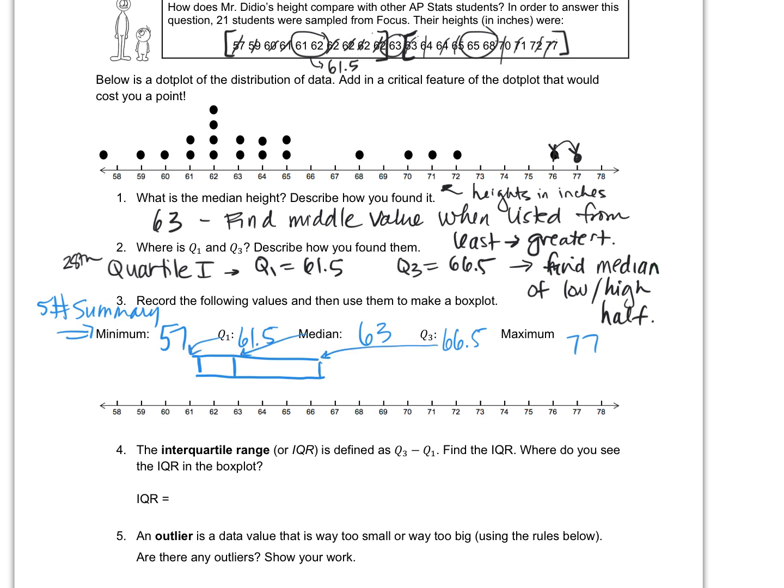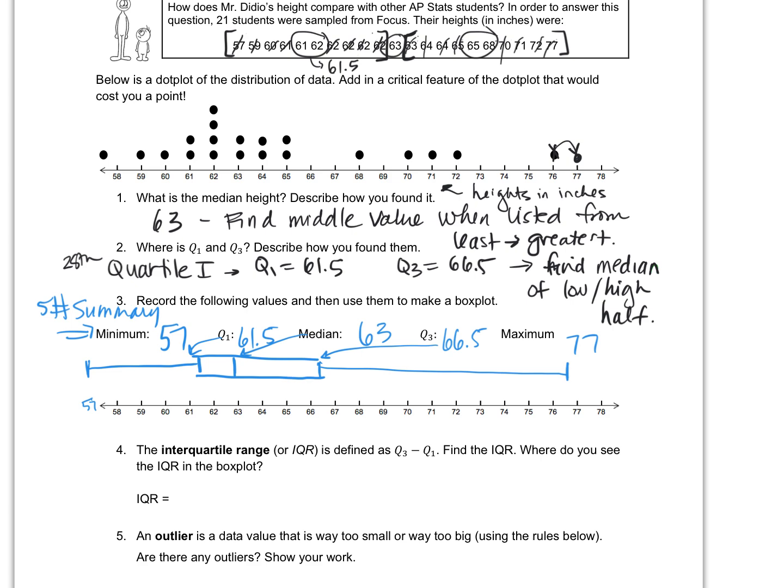The median is that vertical line. And then the whiskers will come from that and go to the max and the min. So the max is going to be way out here at 77. And the minimum actually goes a little bit further than the graph, at 57. Can we handle that? Not so bad, is it?